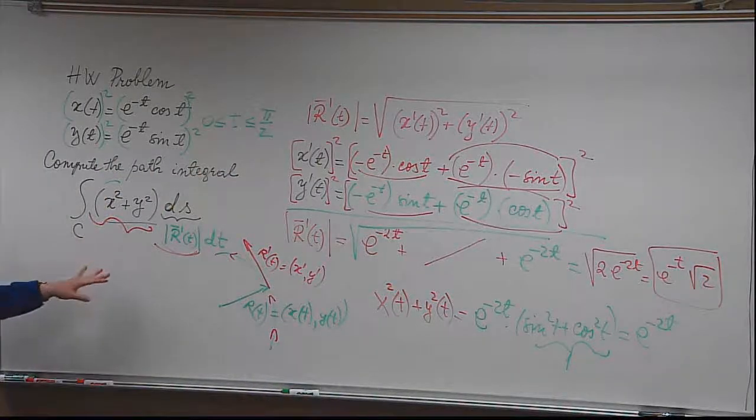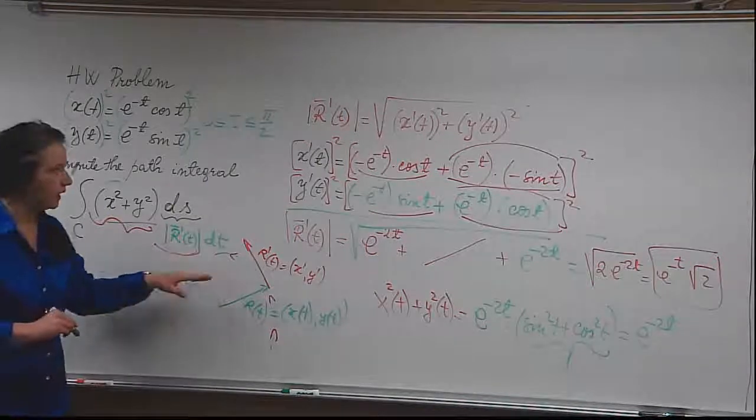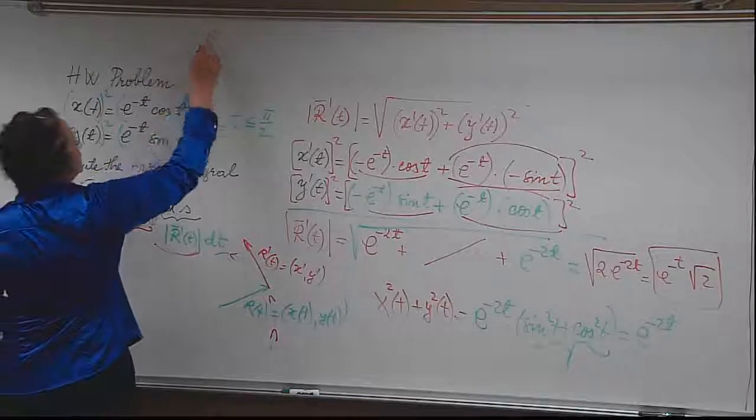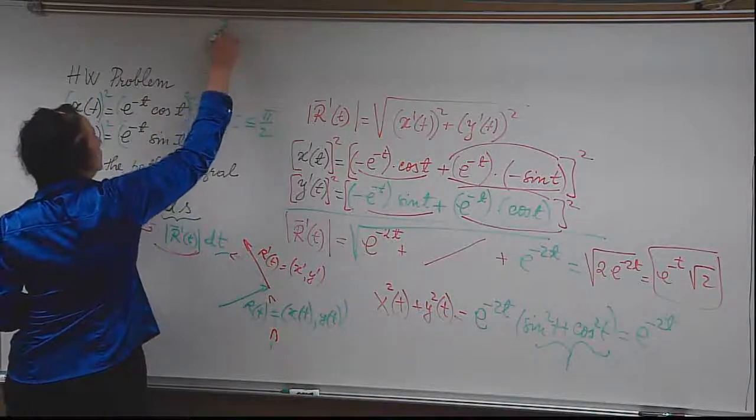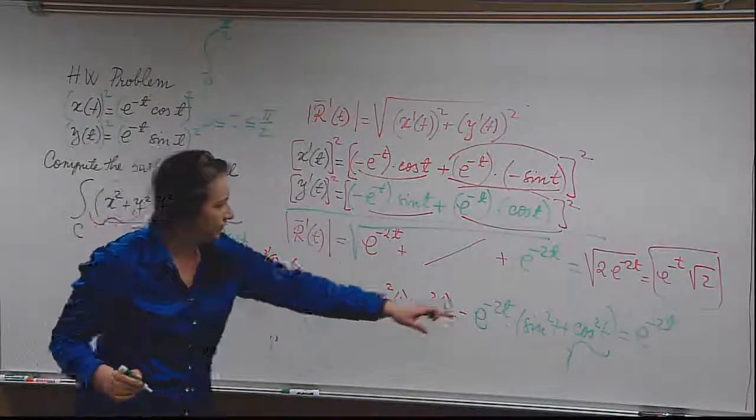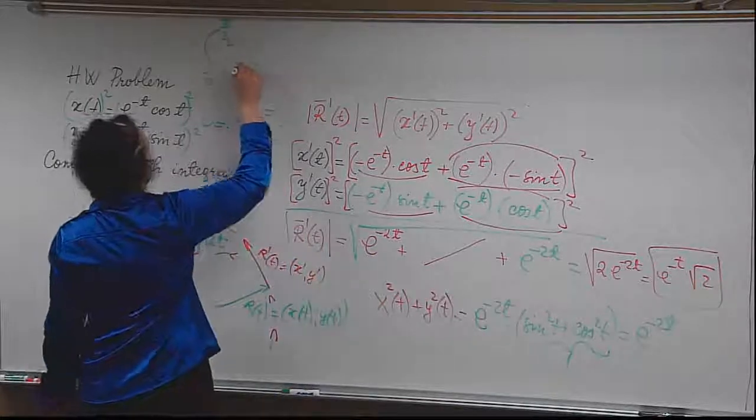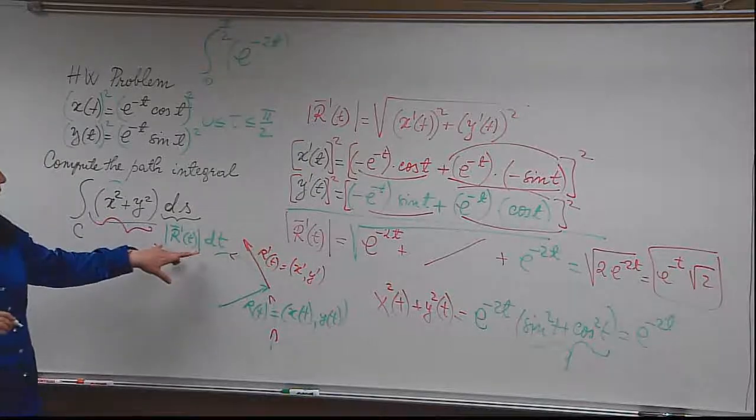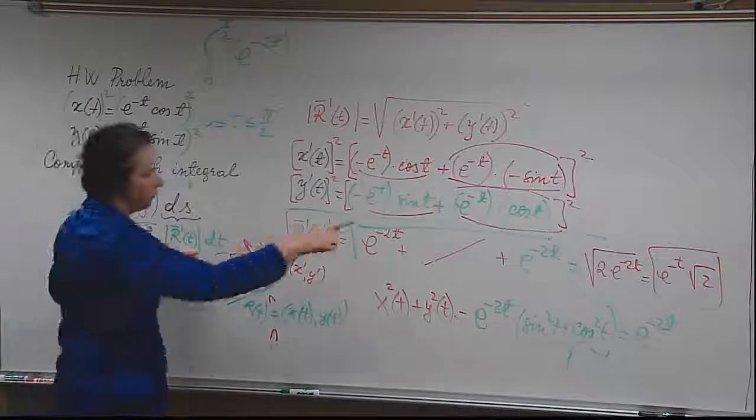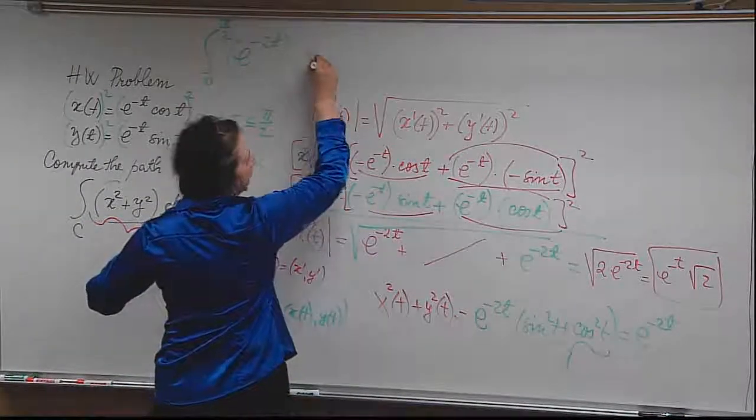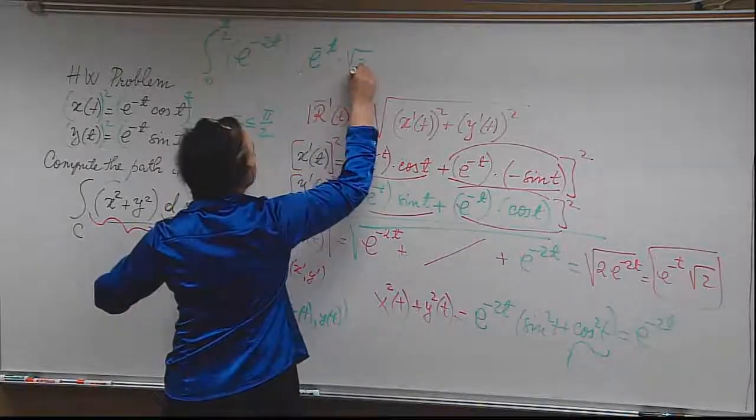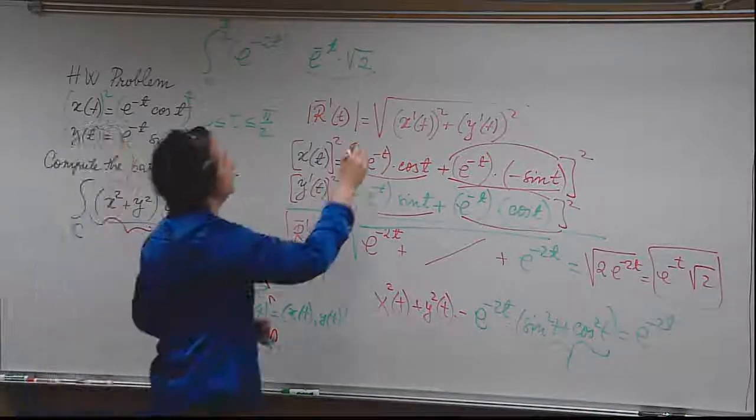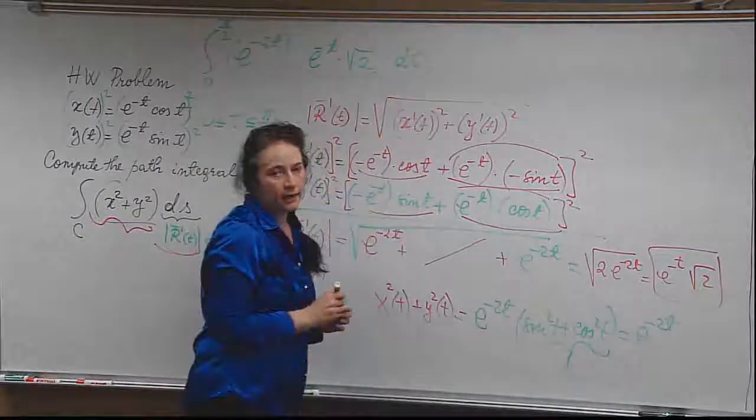All right, now we have all the ingredients. Do you have all the ingredients we need? We have this, we have that, we have that. And we should just go ahead and solve the problem. So, integral from 0 to pi over 2. This friend of yours, e to the minus 2t, was the integrand. The speed was over there, e to the minus t times square root of 2. That was the speed, the magnitude of the derivative, dt. Is this what we got?